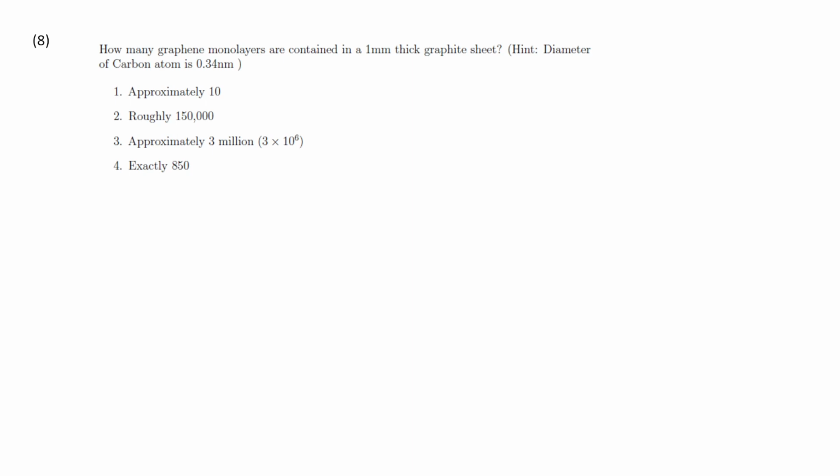Now we go to the next question. How many graphene monolayers are contained in a 1 millimeter thick graphite sheet? So how does a graphite sheet look? Let us just draw the cross section. The spacing here has been given as 0.34 nanometer, and there is this hexagon, hexagon, hexagon, hexagon.